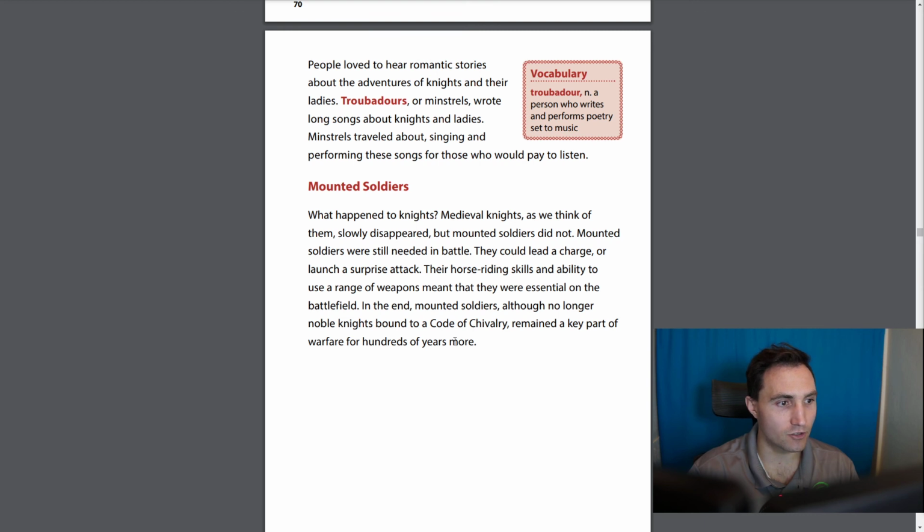They could lead a charge or launch a surprise attack. Their horse riding skills and ability to use a range of weapons meant they were essential on the battlefield. In the end, mounted soldiers, although no longer noble knights bound to a code of chivalry, remained a key part of warfare for hundreds of years.